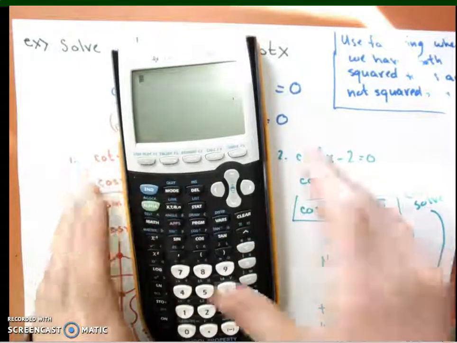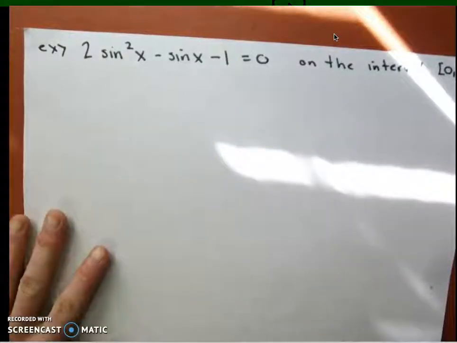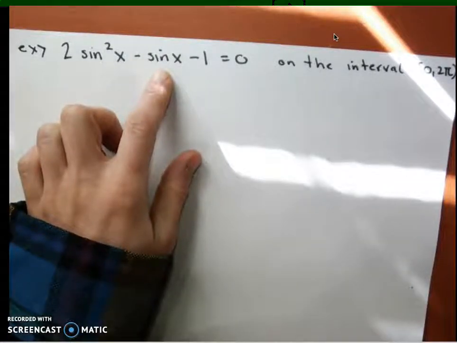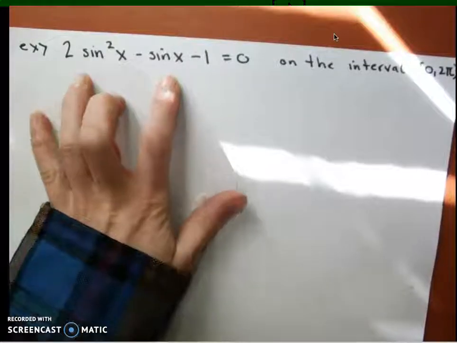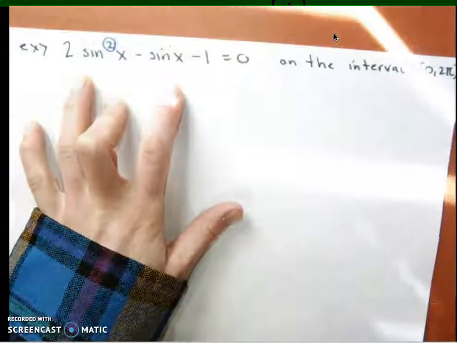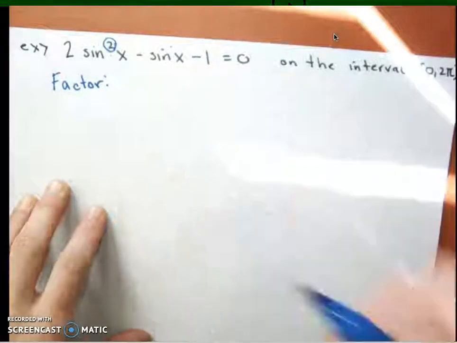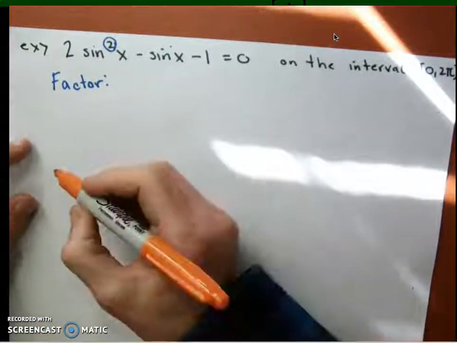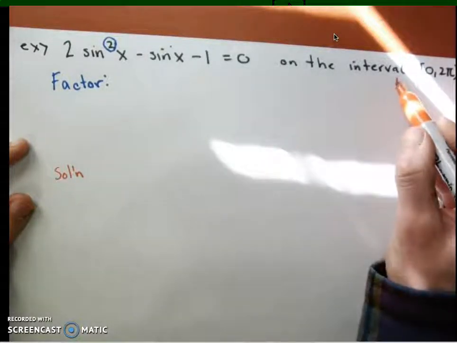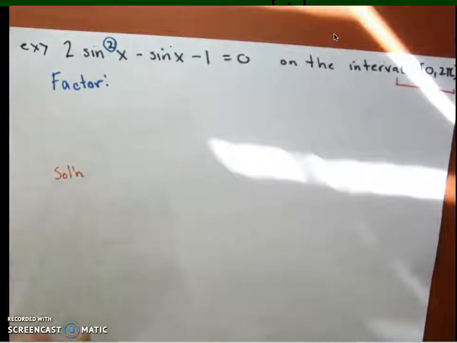Okay, so I have one more example for you. 2 sine squared x minus sine x minus 1 equals 0. So in order to solve this one, I know that I need to use factoring because I have a squared term and a non-squared term for sine. So let's factor. And then after I factor, I'll get a solution. We're just looking for solutions in the interval from 0 to 2 pi, so we don't need a general solution.